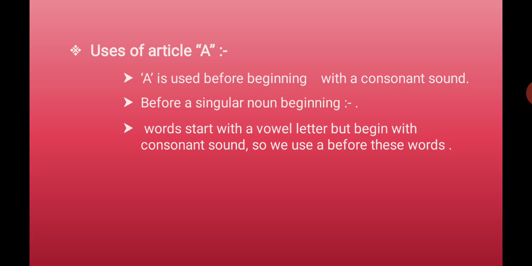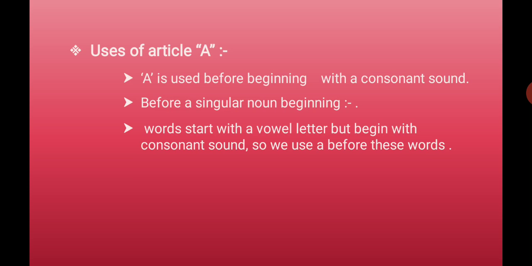It means we have seen some examples which begin with vowels. What are the vowels? How many vowels? 5: A, E, I, O and U. These are the 5 vowels. If the word begins with a vowel letter but its pronunciation begins with a consonant sound, in this case we use A before it. These are the 3 rules for the uses of A.